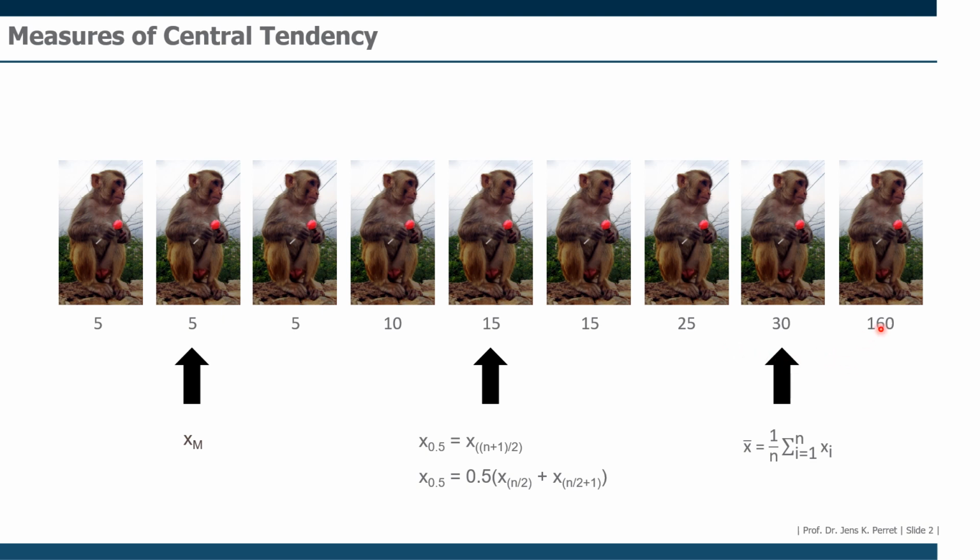The mean reacts very strongly to outliers. This is a very rich monkey, so the monkey is distorting the data. The mean reacts to this one outlier, the median does not. And whenever we have very strong outliers, usually the mean points into the direction where the outliers are situated. Median always stays in the middle.